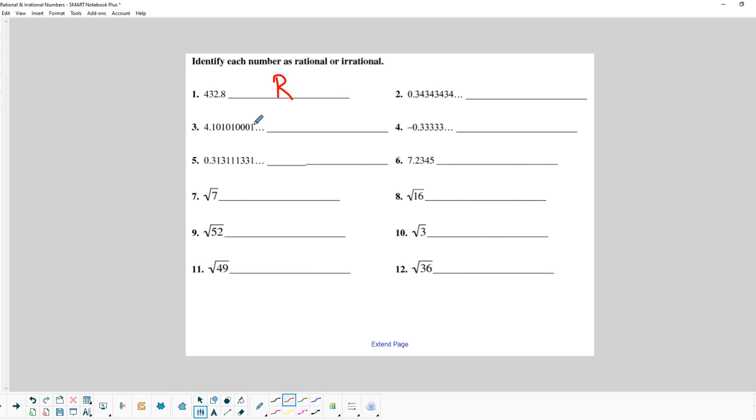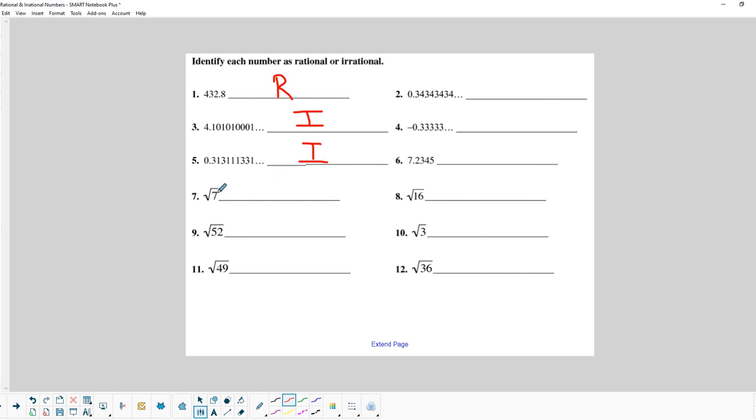0.10101001... So it has a non-repeating pattern. This pattern keeps changing as you go out. So really, that's an irrational number. How about this next one? 0.3131113331... All right, so there's another pattern that is not decipherable, so that would be considered irrational.